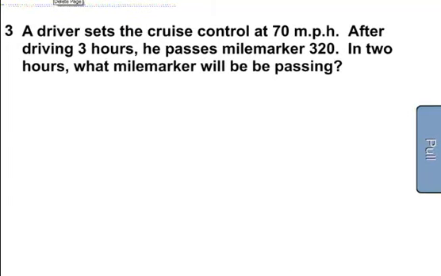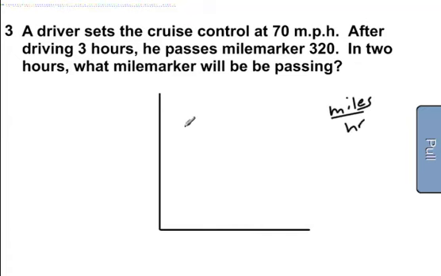A driver sets the cruise control at 70 miles per hour. After driving 3 hours, he passes mile marker 320. In 2 hours, what mile marker will he be passing? Okay, so let's go ahead and make our little coordinate plane. So we have, again, miles per hour is what we're dealing with. So miles on the top, hours over here, so that's our y's. These are our x's. So 1, 2, 3, 4, 5, 6, 7, etc. And I have 320, so we'll go 50, 100, 150, 200, 250, 300, 350, 400. Okay?